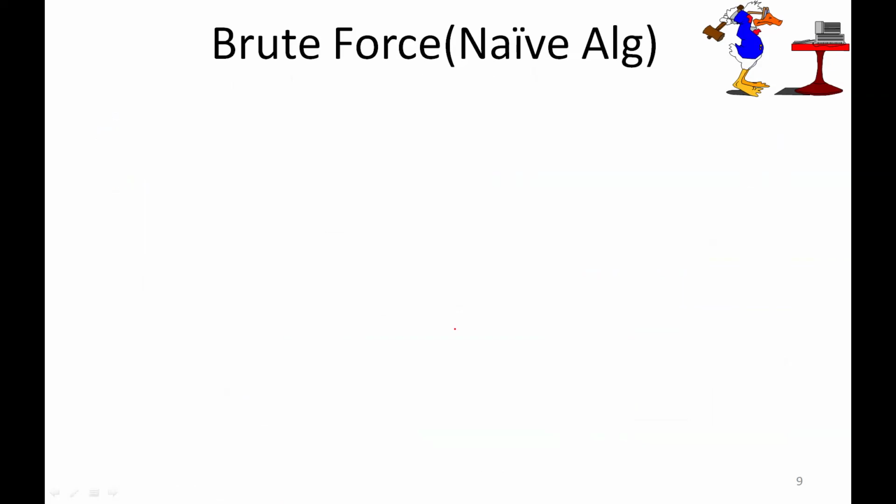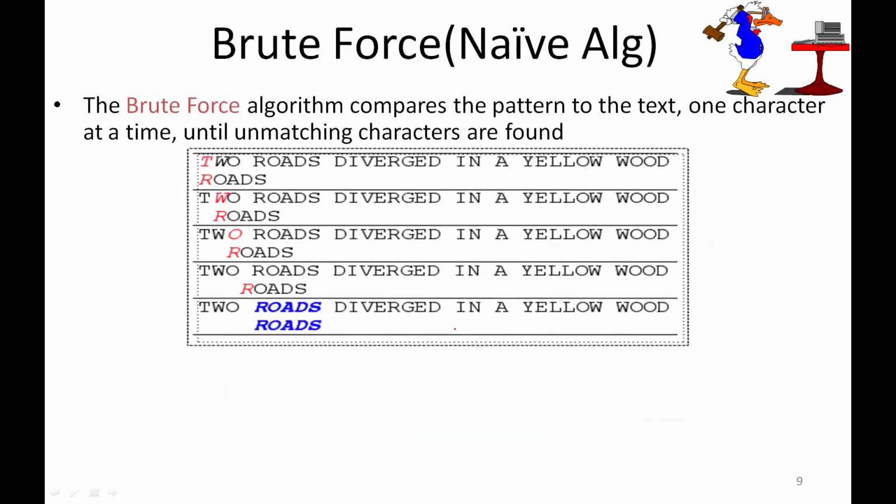Then the basic algorithm for matching a string is the brute force approach. It's known as the naive algorithm, and we'll just go through it. The brute force algorithm compares the pattern to the text one character at a time, until unmatched characters are found. Suppose the string is "two roads diverged into a yellow wood", and "roads" is the word we are searching for. Then we first come to the first character of the string and try to match it with the first character of the pattern.